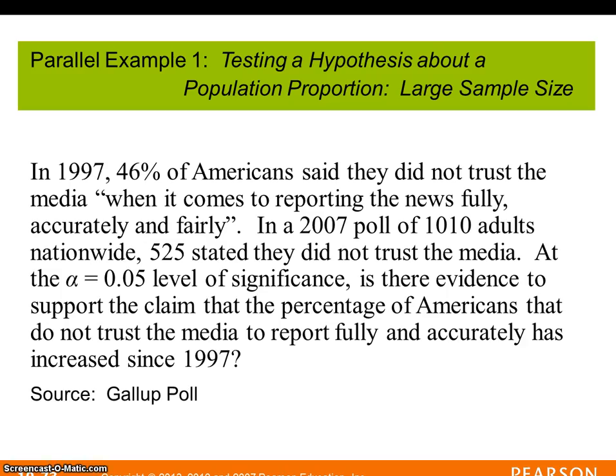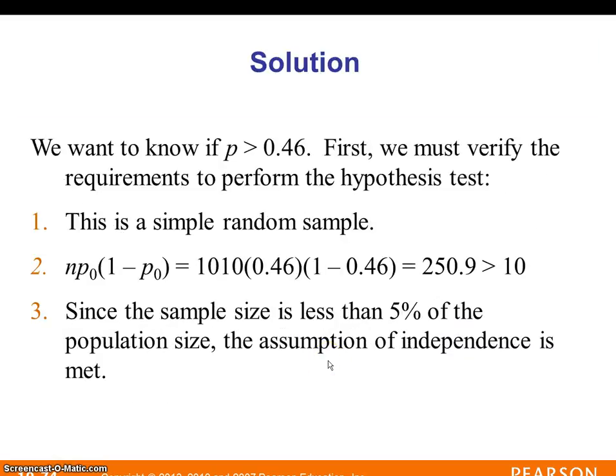As an example, let's say that in 1997, 47% of Americans said they did not trust the media. In a 2007 poll of 1100 adults nationwide, 525 stated that they did not trust the media. At this level of significance, is there evidence to support the claim that the percentage of Americans that do not trust the media has increased since 1997? First of all, we need to know if we can conduct the test. So we need to make sure that the conditions are satisfied, which they are.